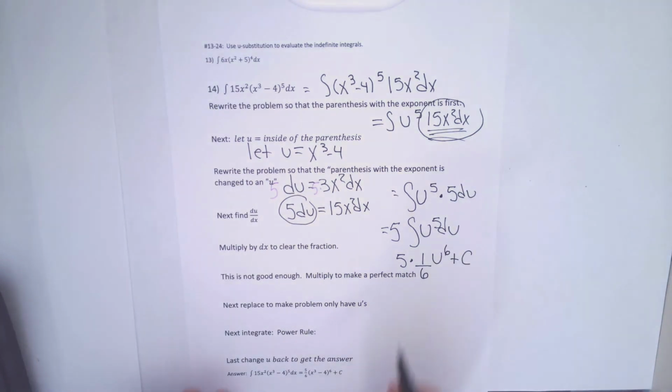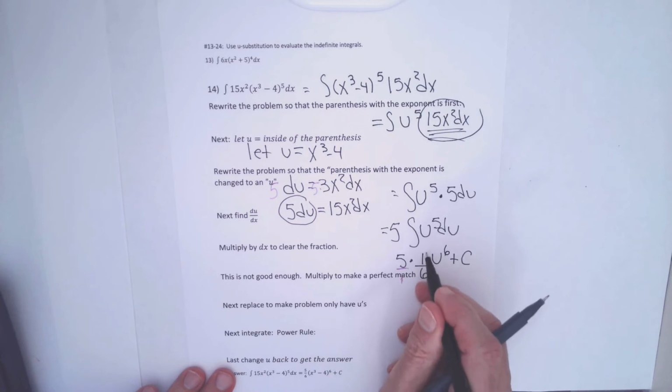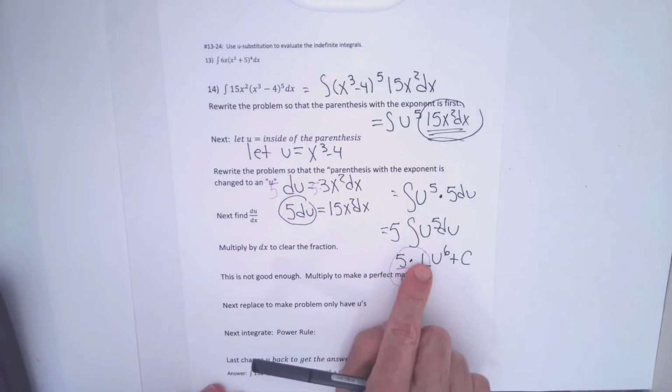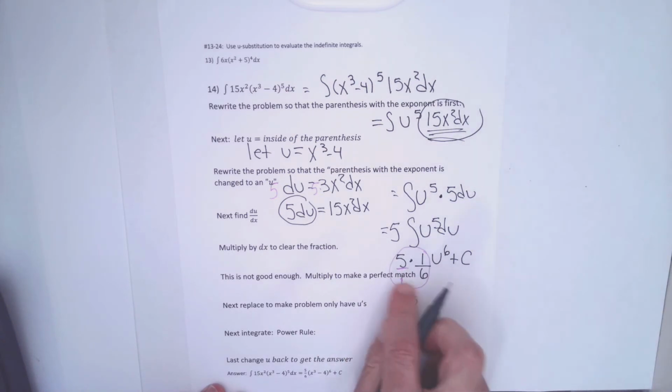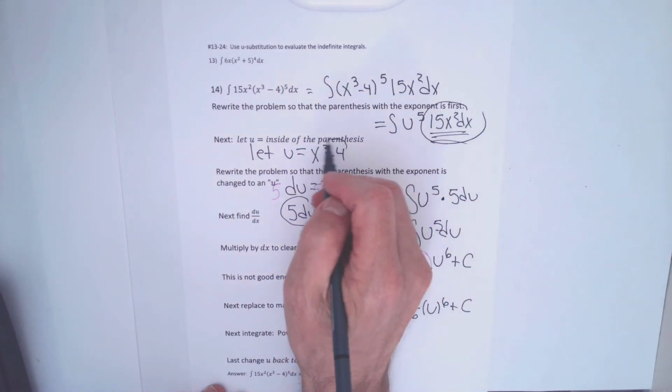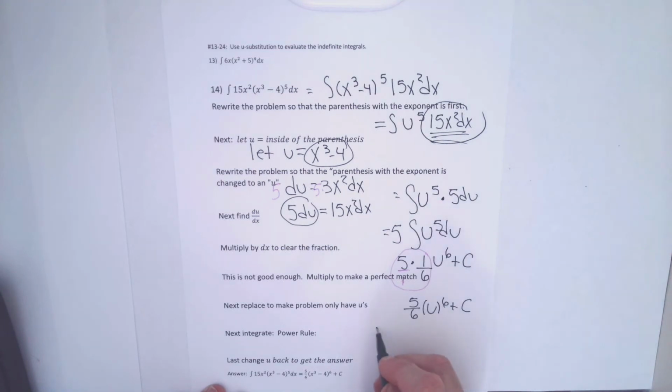And bad things happen here because I have this fraction that doesn't cancel. I have to think of this as 5 over 1 times 1 over 6. Multiply the 5 times 1 and get 5. Multiply the 1 times 6 and get 6. Sneaking that parentheses in because I'm going to need it. My answer should never have a u in it. My answer should have what u equals to instead of the u. So for an answer, it's going to be 5/6, and then inside the parentheses that I'm going to create, an x cubed minus 4.